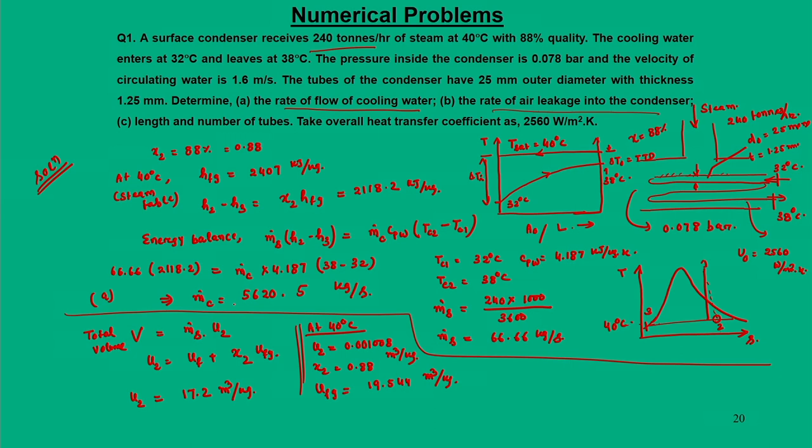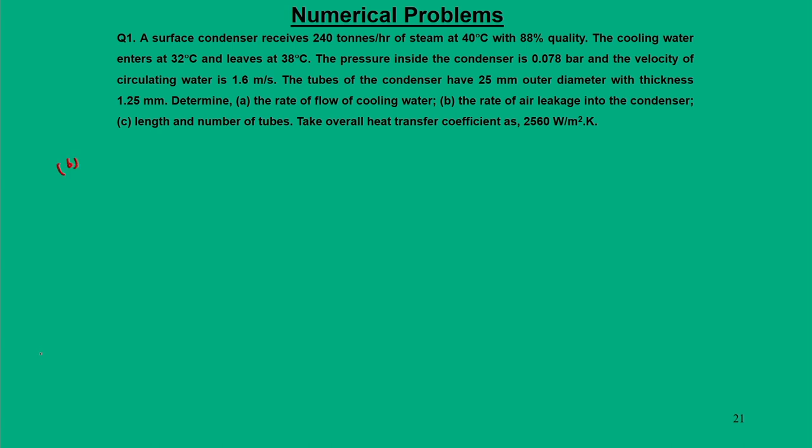We also have the mass of the steam, m dot s, already calculated as 66.66 kg per second. Then we can use the ideal gas equation: PAR into V is equal to m dot air, which we need to find out, into RAR into T. Now, the next question is what is this PAR? This condenser operates at a total pressure, which consists of saturated pressure plus air pressure already existing in this condenser. That value is 0.078 bar.